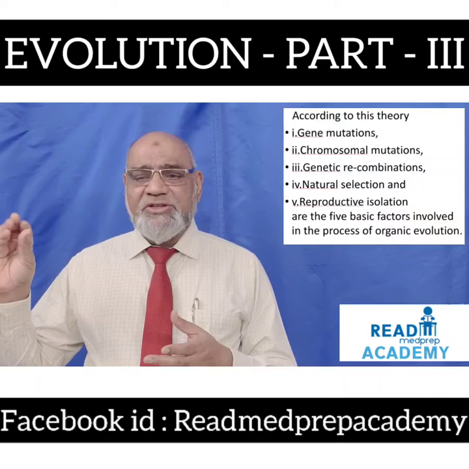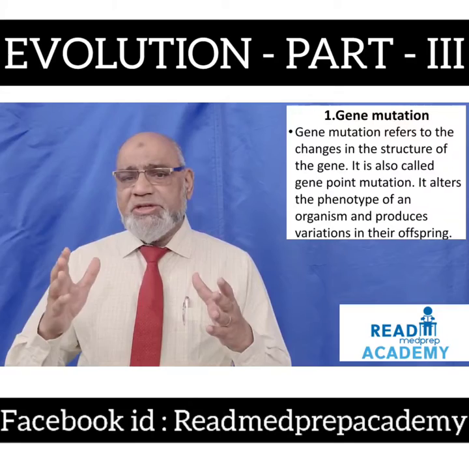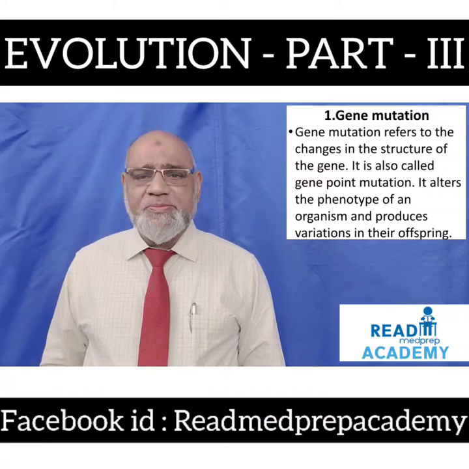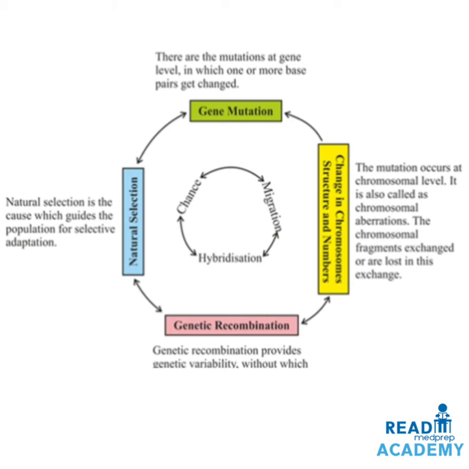Gene mutation. Gene mutation refers to the changes in the structure of the gene. It is also called gene point mutation. It alters the phenotype of an organism and produces variations in their offspring. Here in this image, you can see there are mutations at gene level in which one or more base pairs get changed.